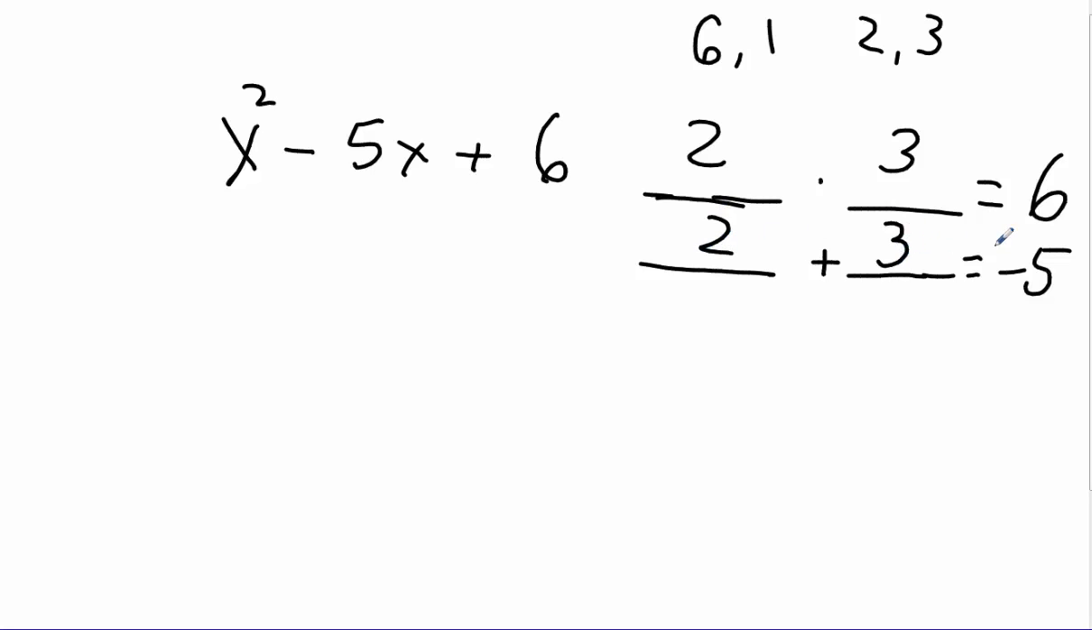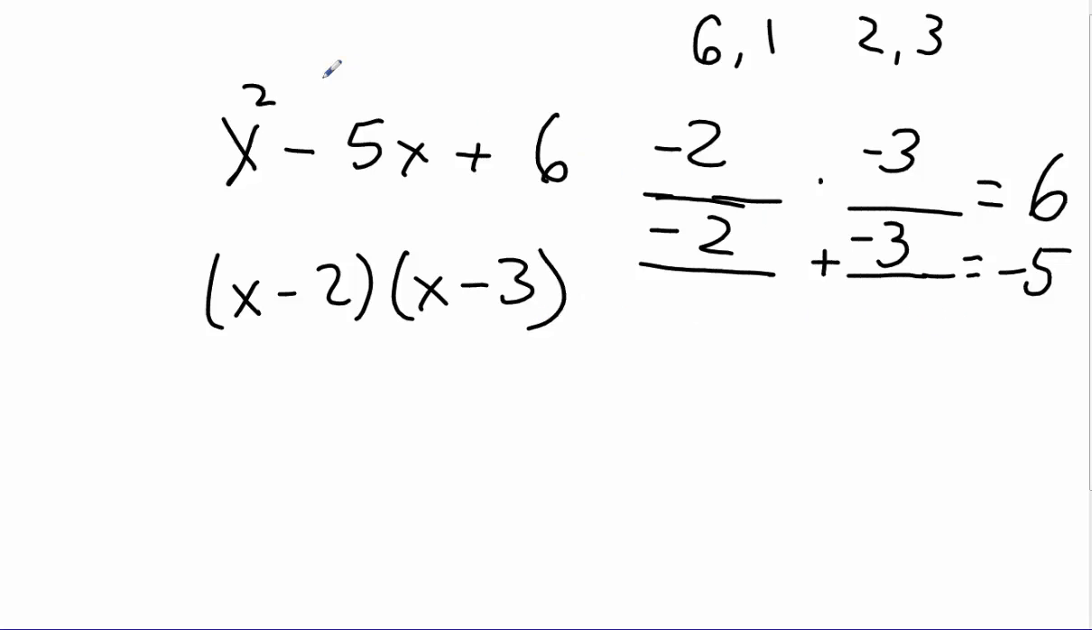Okay? So the only way for 2 and 3 to give us 5 is if they're the same sign. But we need them to give us a negative 5. So let's just make everything negative. And let's check. Negative 2 times negative 3, positive 6. Good. Negative 2 plus a negative 3, negative 5. Good. So our answer is x minus 2, x minus 3. And that's all she wrote.